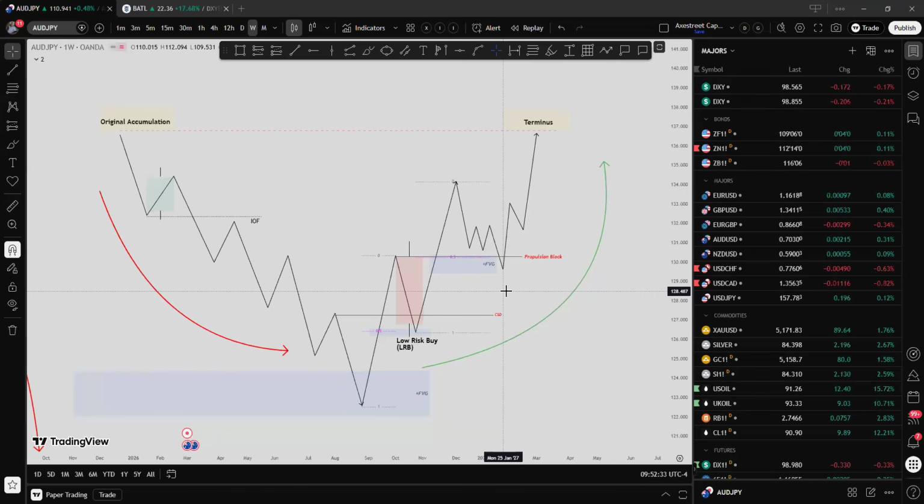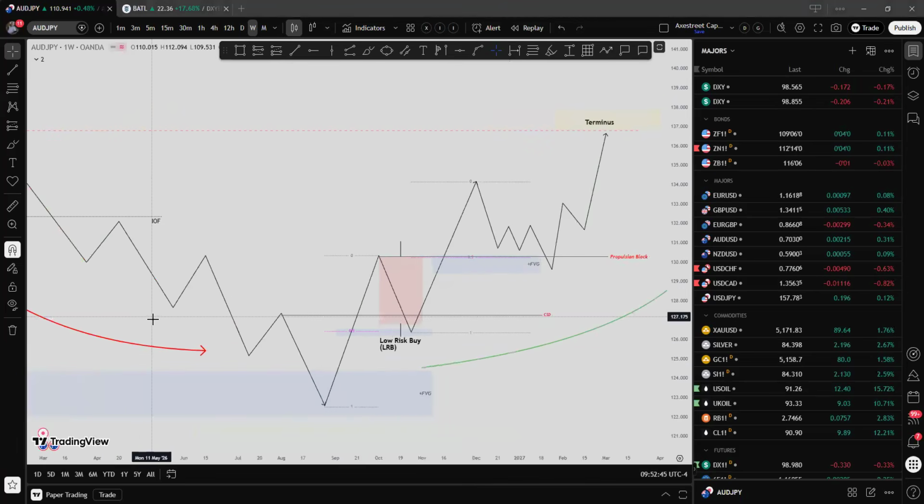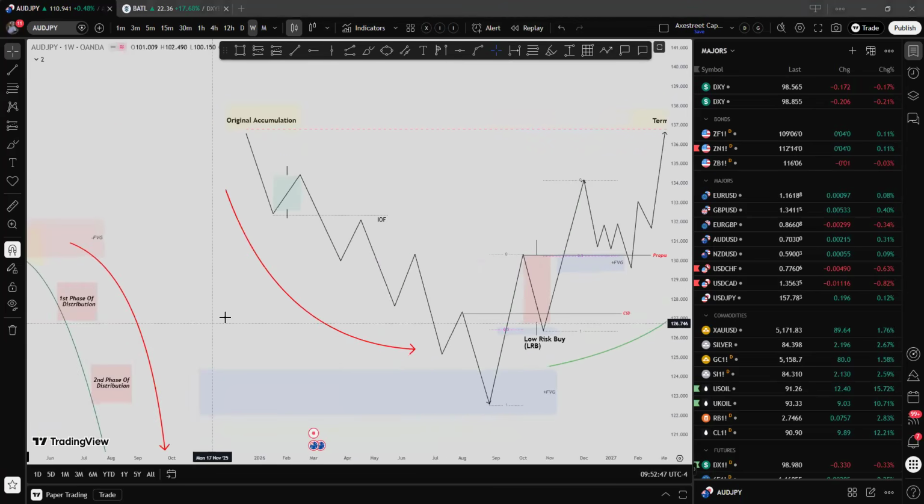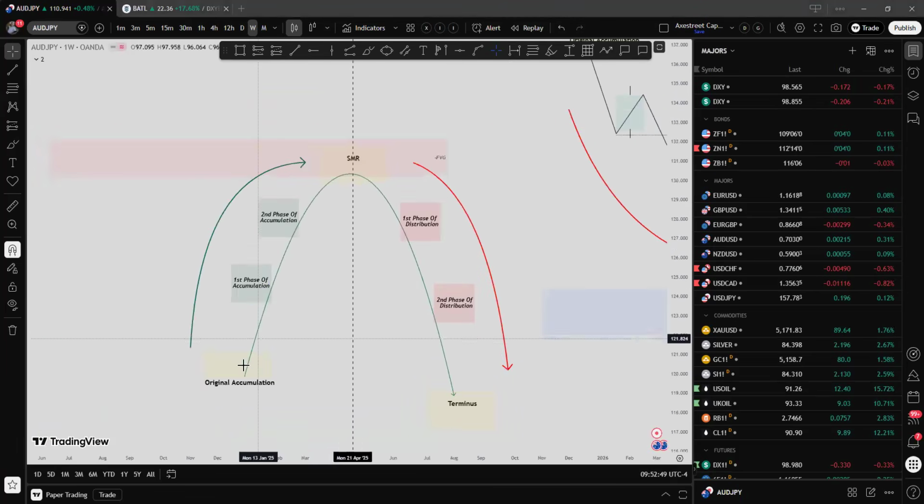All right. Market maker models, as I've explained, can be really difficult, and there are a lot of intricacies to these market maker models, but you can refine it and you can make it really simple and easy to understand, right? Which we've done right here, where we truly break it down to three simple steps, or highlight the three most important steps of this bell curve: original accumulation, smart money reversal, and terminus. And then we have our accumulation phases and distribution phases in the middle of it all.